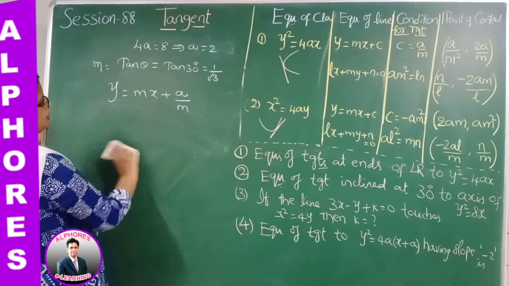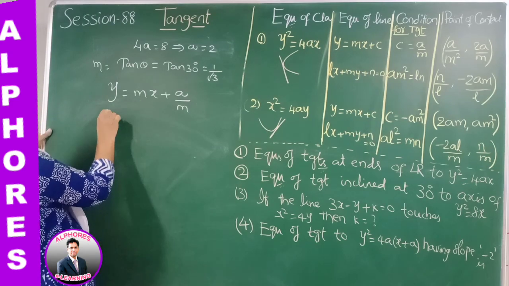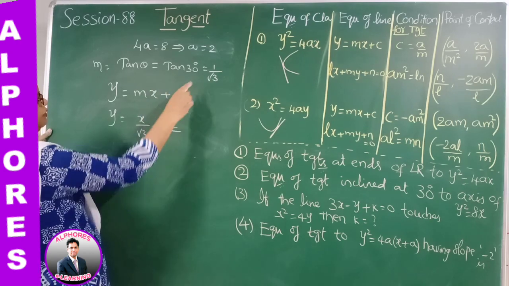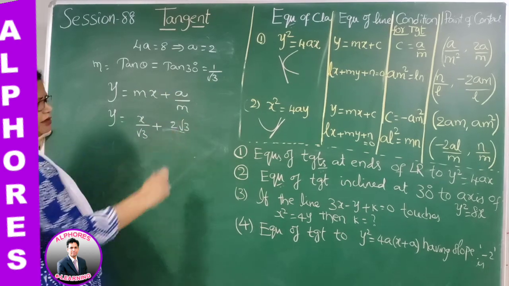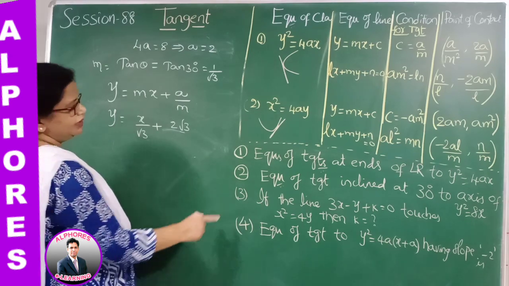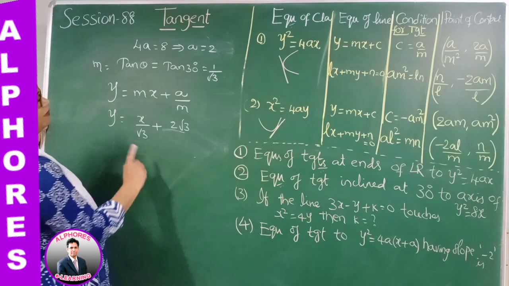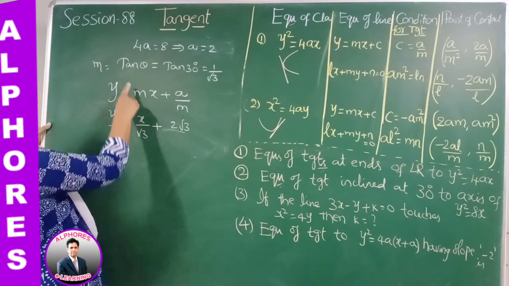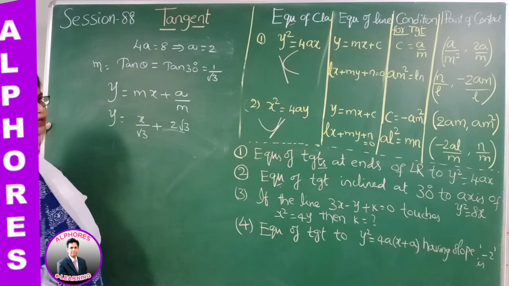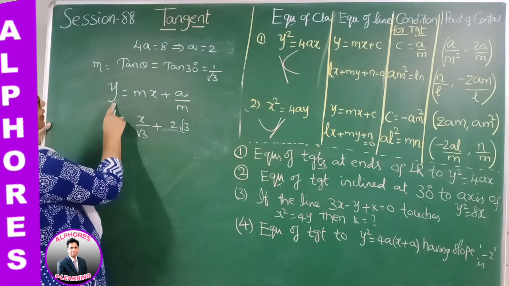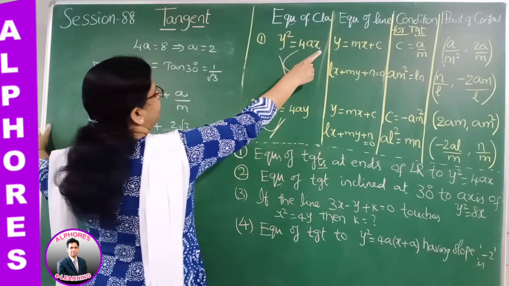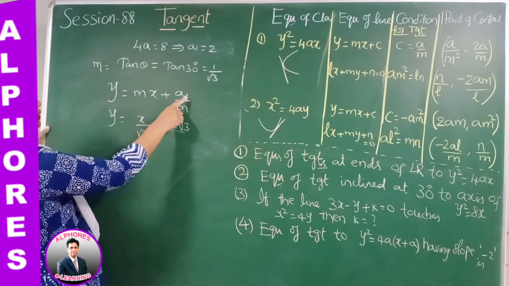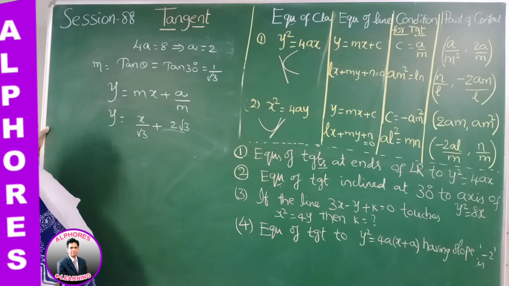I am taking this form directly because the inclination is given. Now y equals x divided by root 3 plus a, which is 2, divided by 1 by root 3. This is our equation of the tangent. So what is the data given in the problem? The standard form y square equals 8x. The inclination is given, and once the inclination is given, the slope is tan theta, that is 1 by root 3, and we substituted here in y equals mx plus a by m. This is our tangent actually for this parabola standard form. The m value we substituted, and a and m both we have substituted, right?